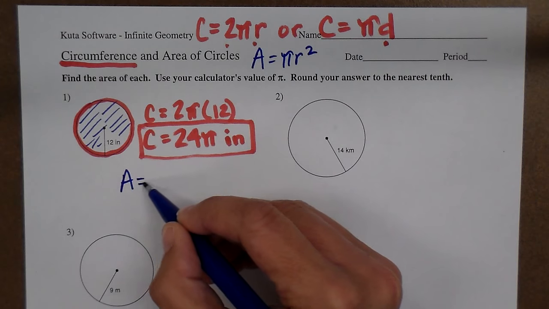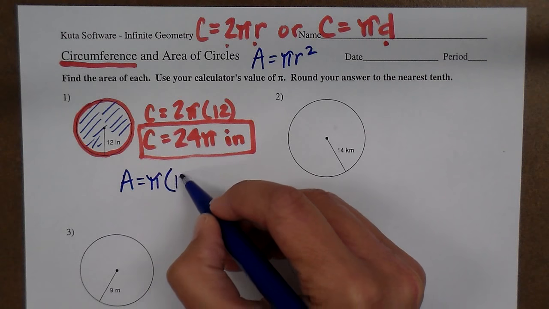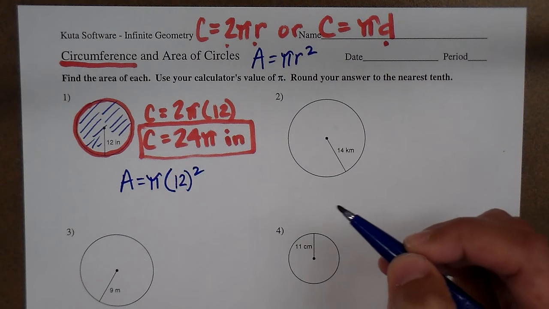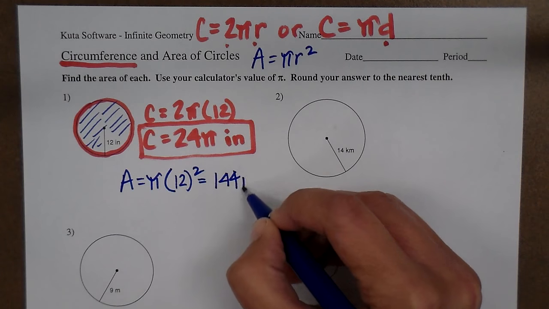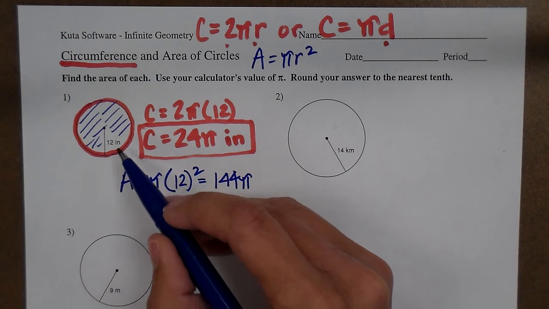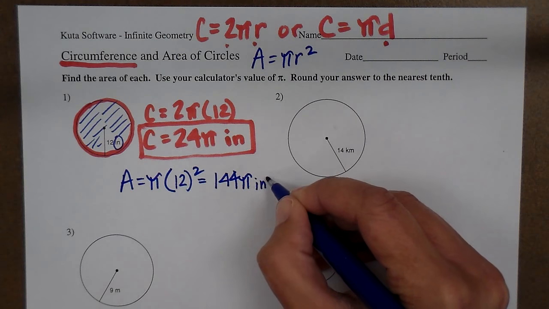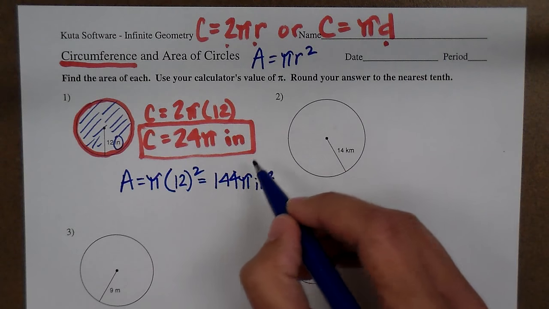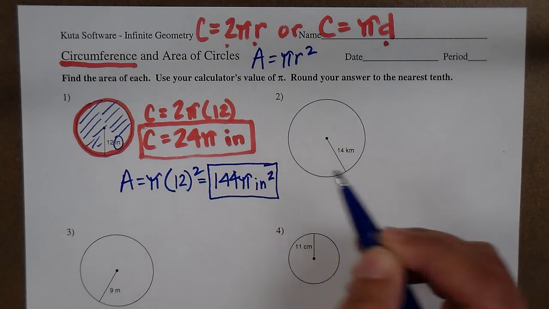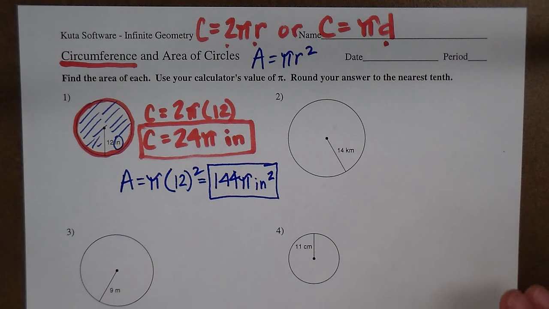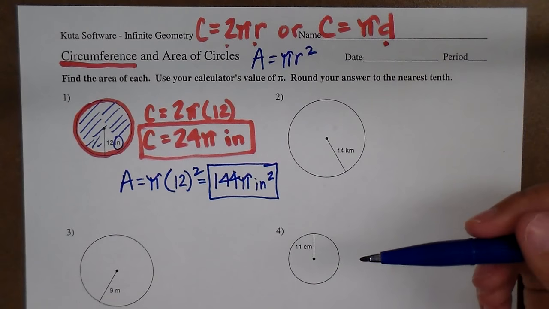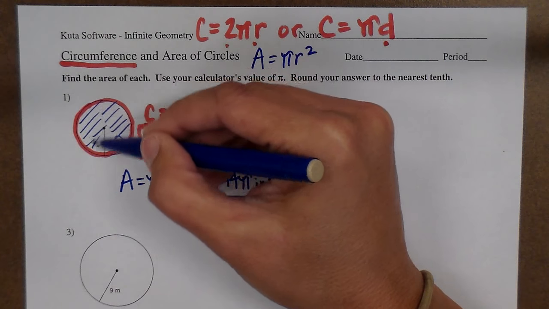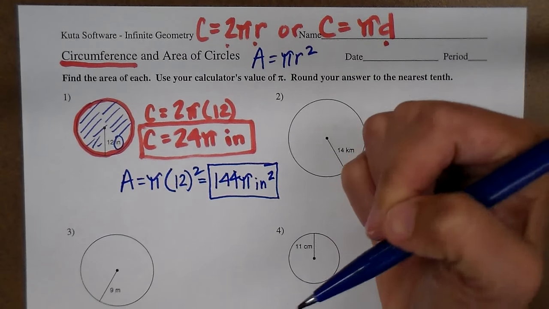So the area for this circle is going to be pi times my radius, which is 12, squared. So 12 squared is 144. So my area is going to be 144 pi. And again, that's in inches. So that's going to be inches squared, or square inches. You've got to remember, when you find the area, it's in square units, because area is how many 1 by 1 squares fit in there. If I were to actually calculate the area of the circle, I would figure out how many 1 by 1 squares fit in that circle.